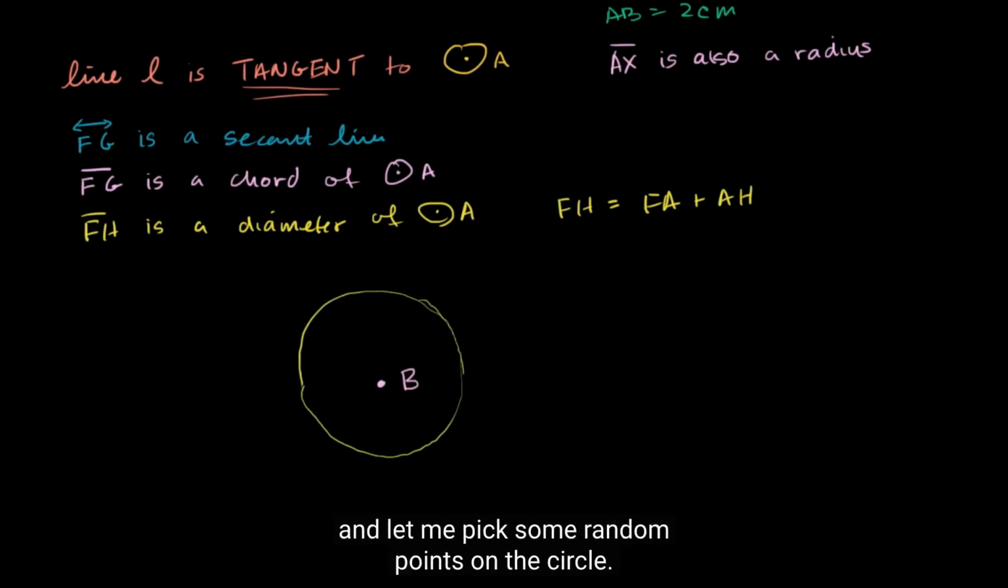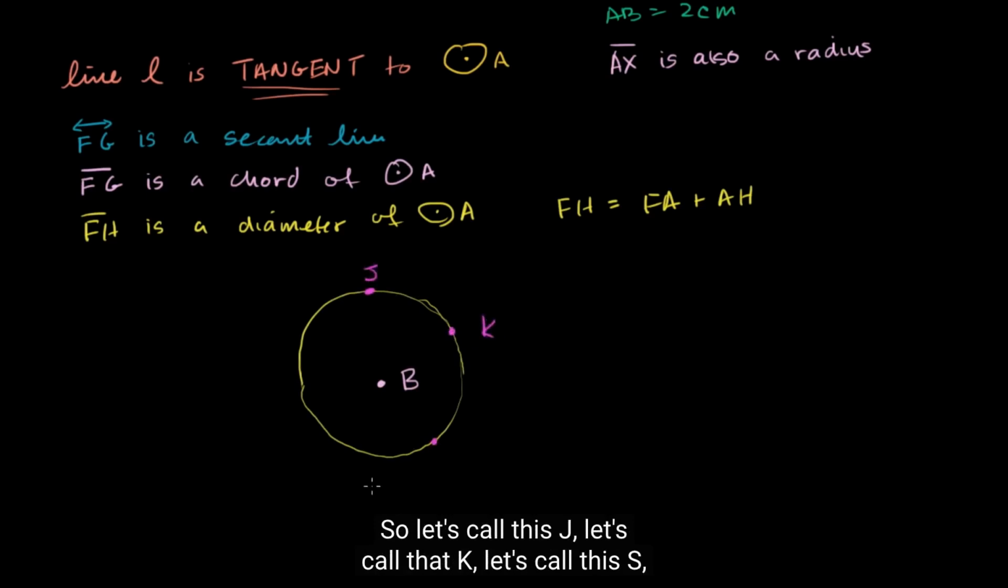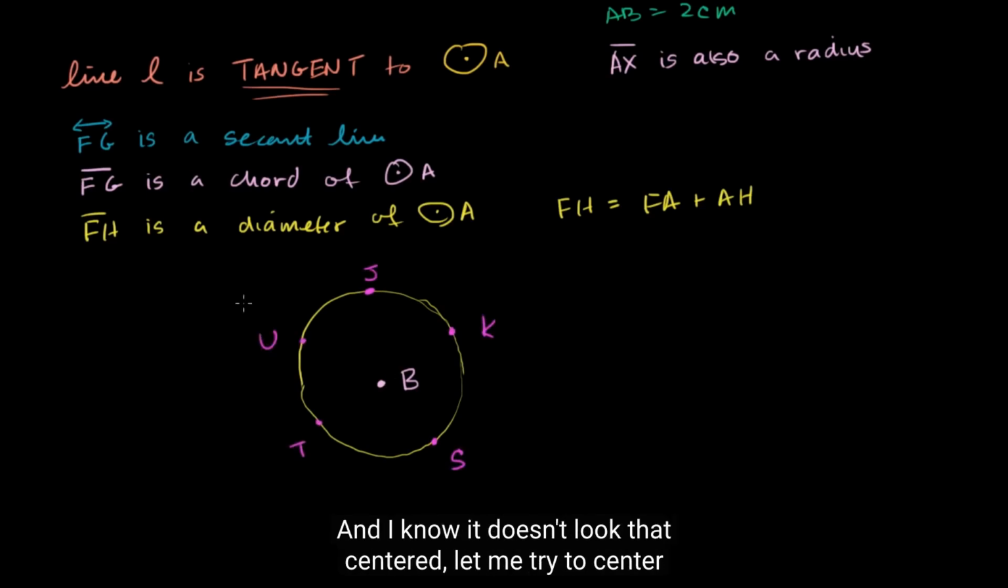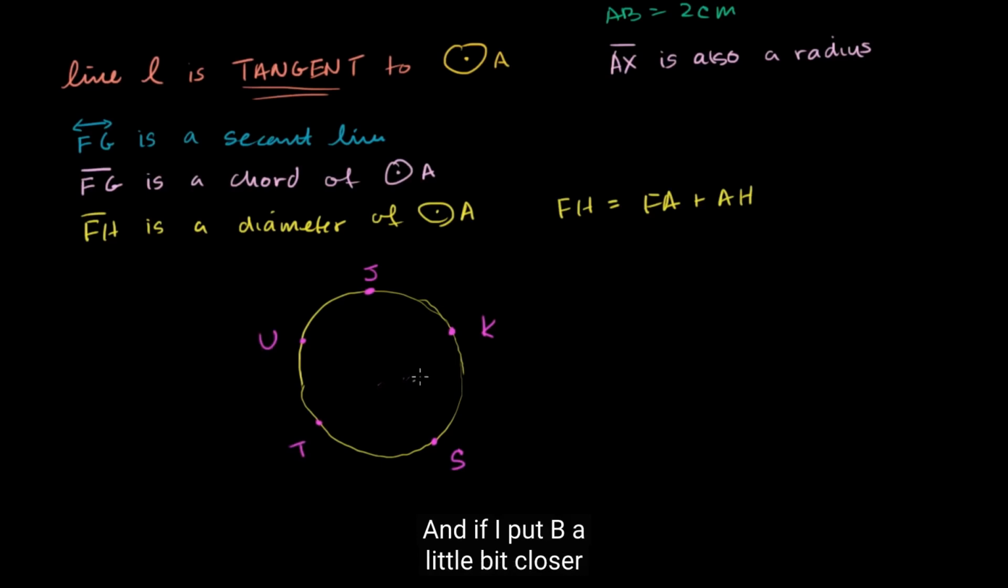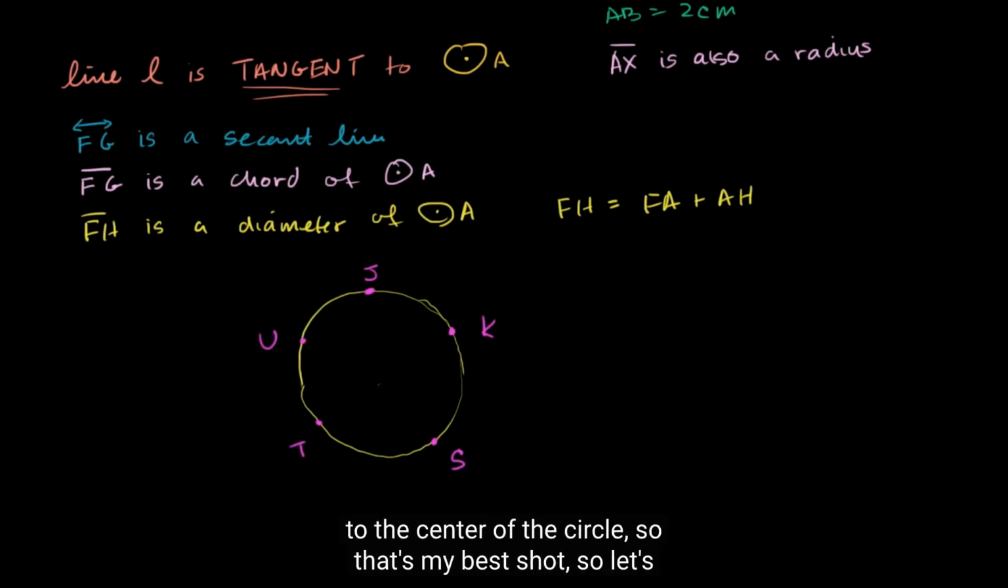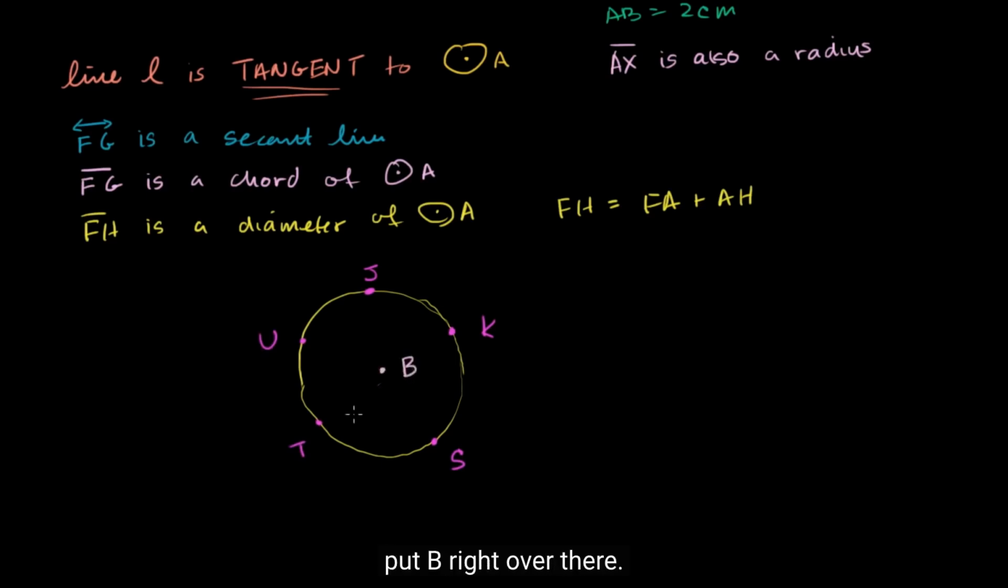And let me pick some random points on this circle. So let's call this J, let's call that K, let's call that S, let's call this T, let's call this U right over here. And I know it doesn't look that centered. Let me try to center B a little bit better. Let me erase that and put B a little bit closer to the center of the circle. So that's my best shot. So let's put B right over there.